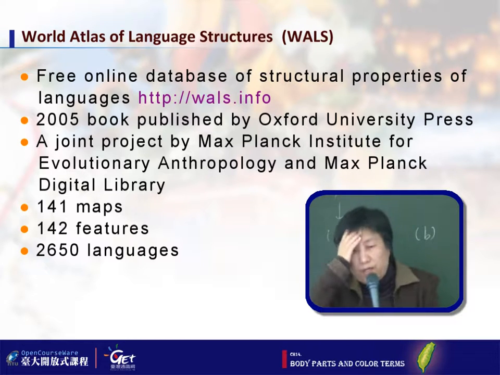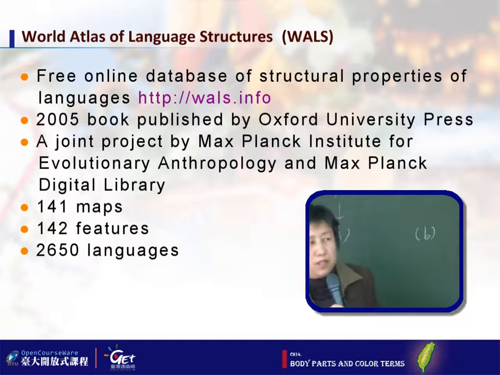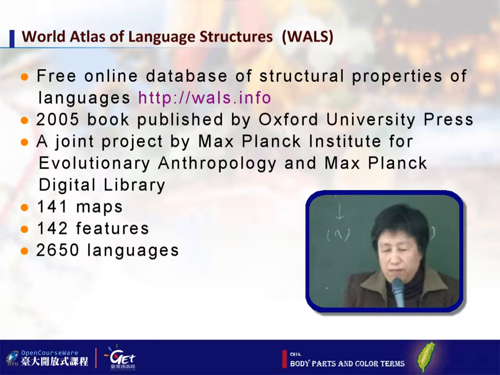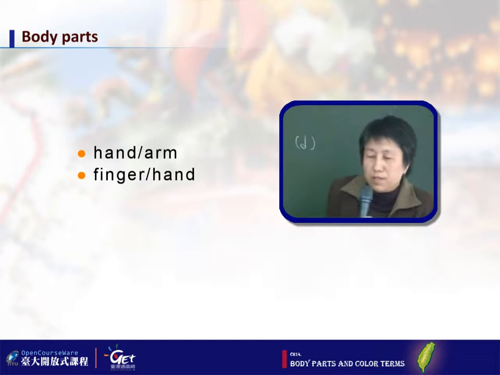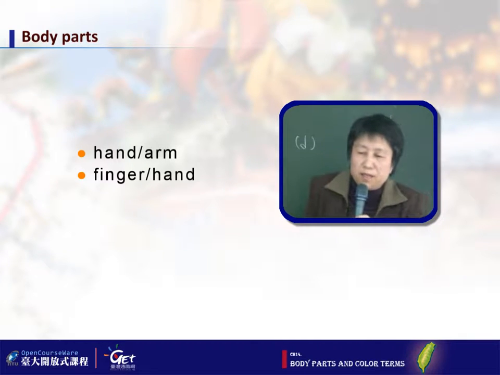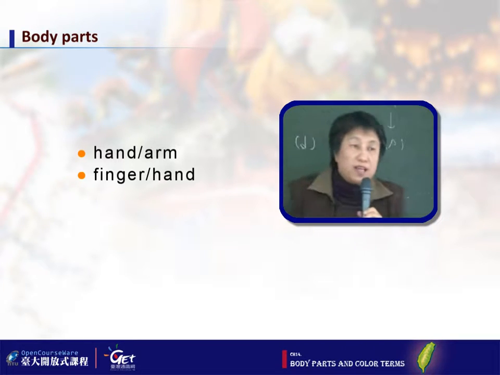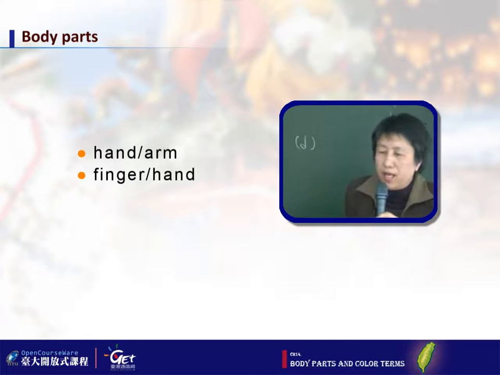Okay, the previous studies that I will be talking about are taken from the lexicon, the body parts and color terms, from the database of this World Atlas of Language Structures. So let's first of all talk about the body parts. In the previous studies, body parts include hand and foot, but I'll be just talking about hands today.